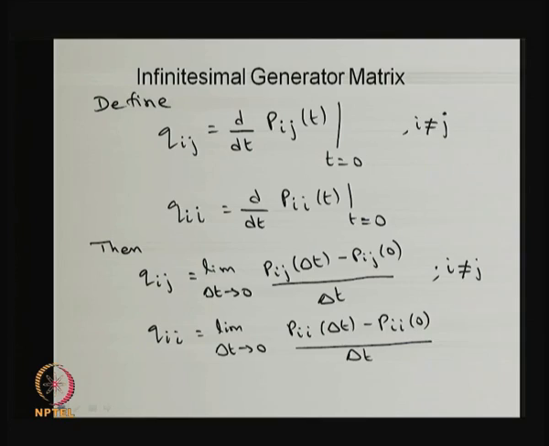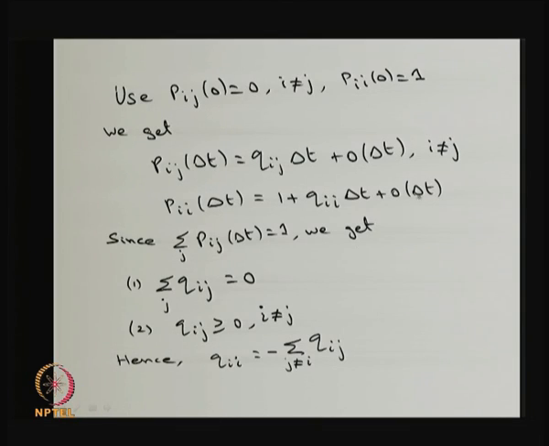Similarly, you substitute p_ii(0) equal to 1 here. Therefore, p_ii(delta t) is the same as, this will come to this side, so 1 plus q_ii delta t plus o of delta t. So this o of delta t also tends to 0 as delta t tends to 0. You know that the summation of p_ij, even at the small negligible time point delta t, over j is equal to 1.